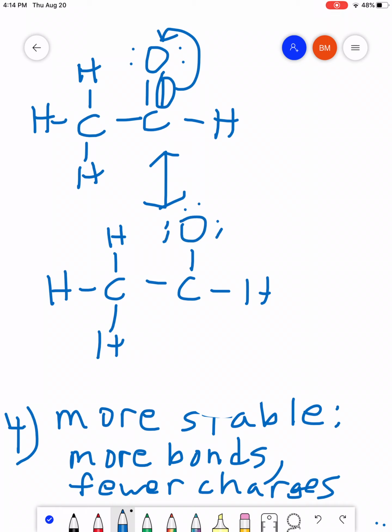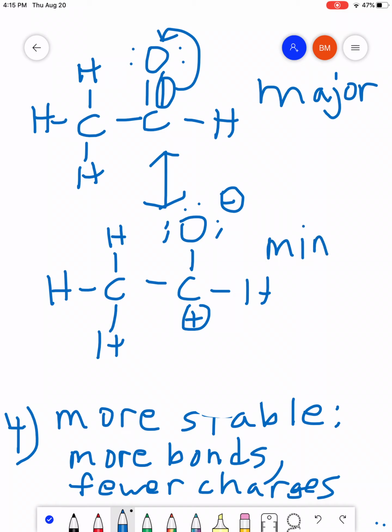And we said carbon is capable of having an incomplete octet. We learned that that gives it a positive charge. Oxygen has still a regular octet, but it's got more electron density than usual, so it's got a negative charge. Charge in does equal charge out here because the positive and negative cancel each other out to make it neutral. However, these two are not equivalent contributors to each other. The top one definitely has more bonds and fewer areas of charge than the bottom one does. So we would say this one would be major and this one would be minor.